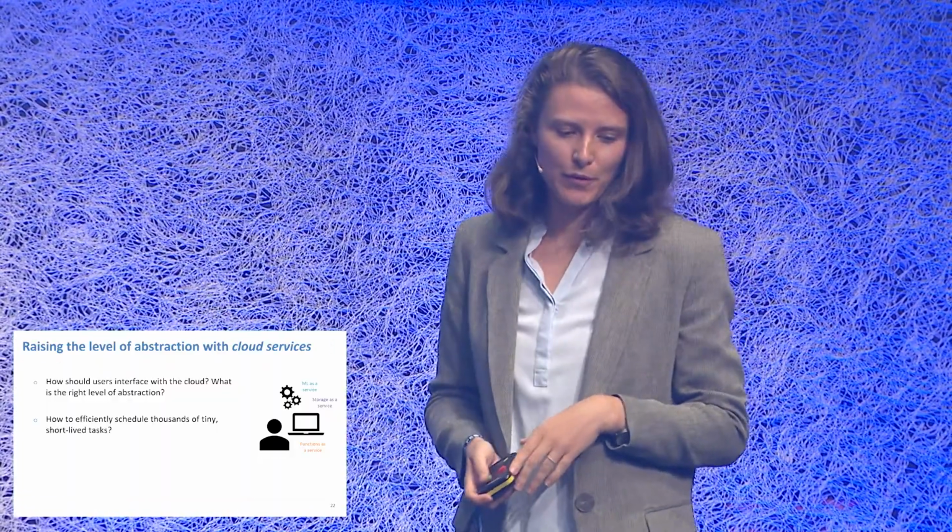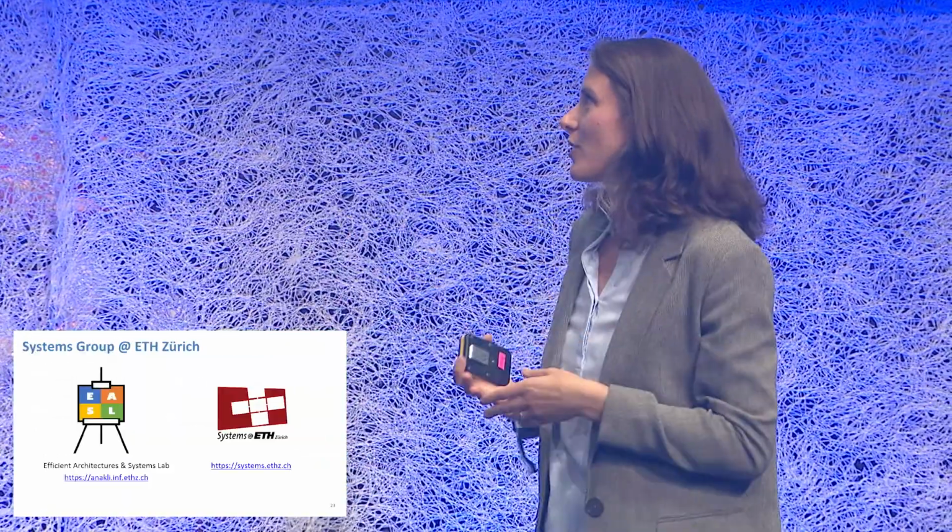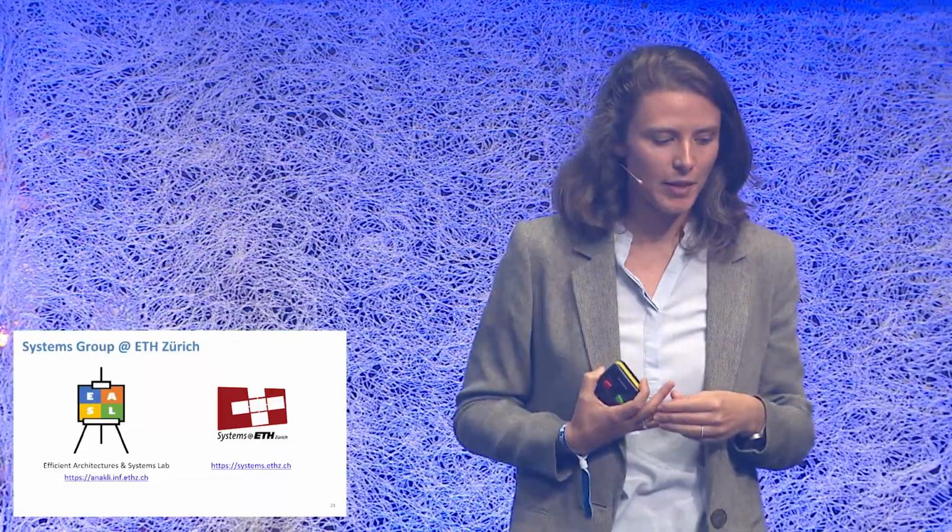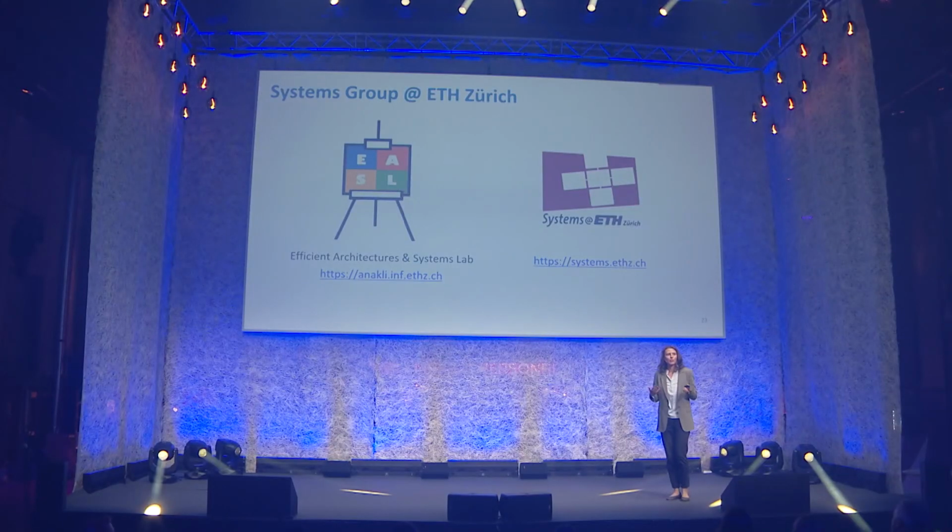So these are examples of the kinds of research questions that I'm working on in my group at ETH. We're called the Efficient Architectures and Systems Lab. And we're part of the systems group at ETH, which is a group of multiple faculty broadly working on computer systems. And we interact with industry a lot. If you have some interesting use cases that emerge in terms of building computer systems at scale, we're always interested to hear from you.